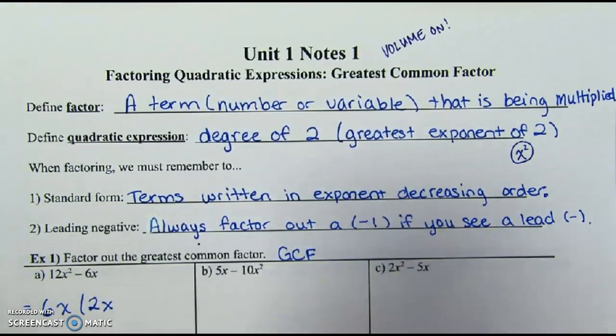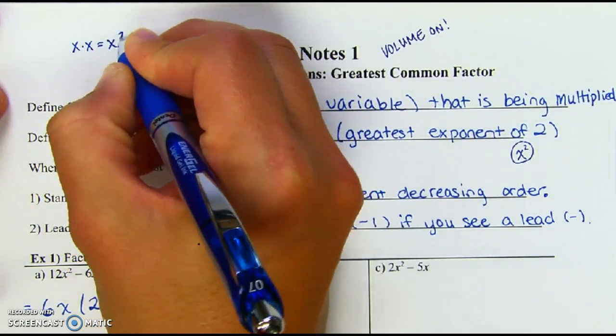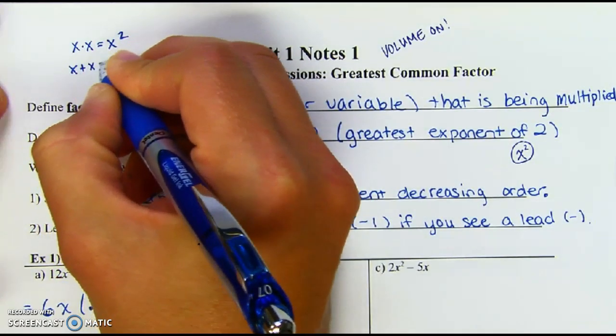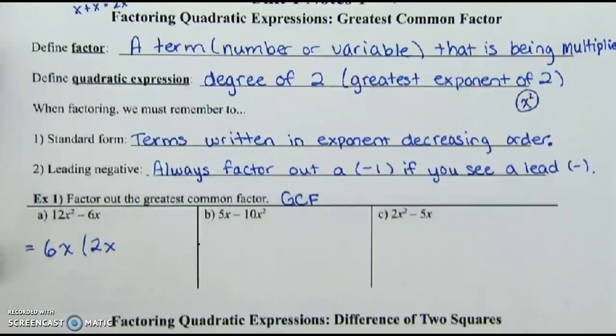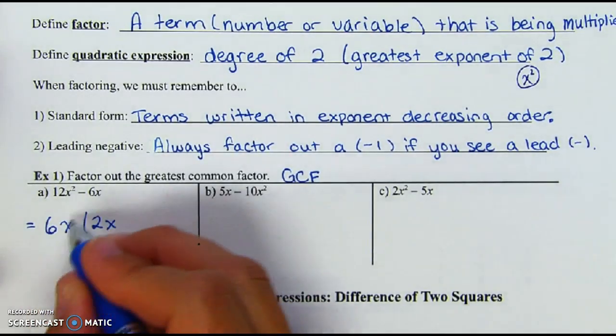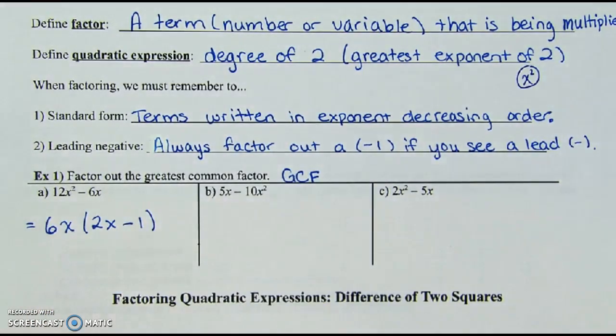Always remember, like day one, x times x is x squared, and x plus x is 2x. We have to know that. Now, 6x times what is negative 6x? 6x times negative 1. And there we go, we factored out the greatest common factor.